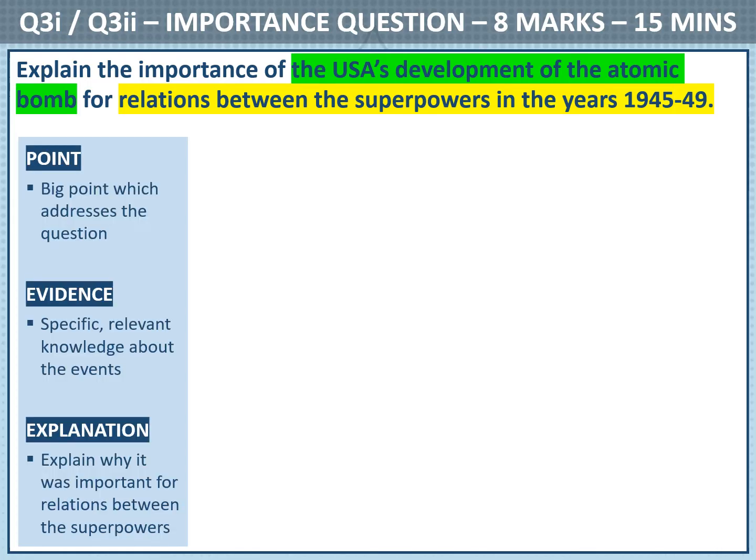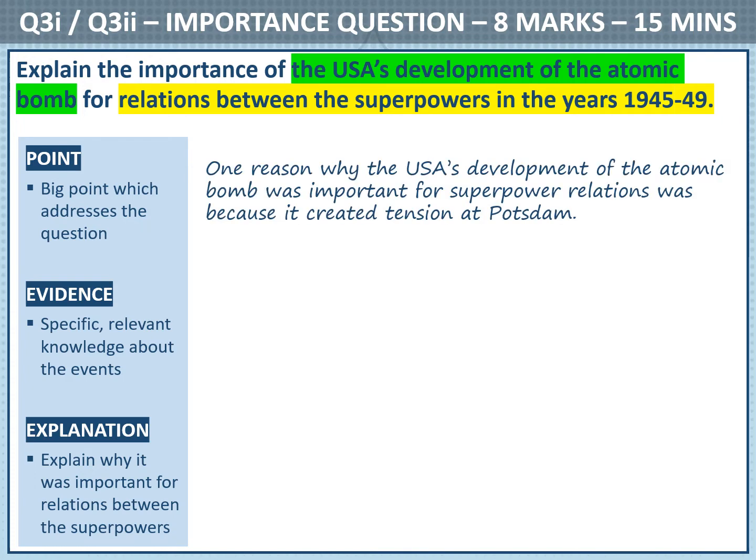Each of the paragraphs we write, and we're going to write 2 of them, each of the paragraphs we write is going to have 3 ingredients. We're going to have a big point which addresses the question. We're going to include some evidence. Now this means specific, relevant knowledge about the events in the question. And we're also going to have some explanation, but it's going to be a very focused explanation. We have to focus on explaining why it was important for relations between the superpowers. After all, that's what we were asked to focus on in the question itself. So let's look at what this might look like.